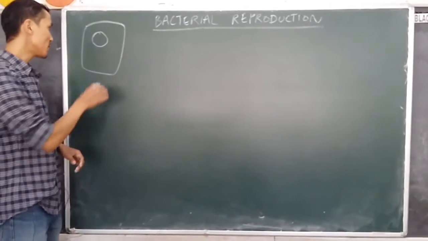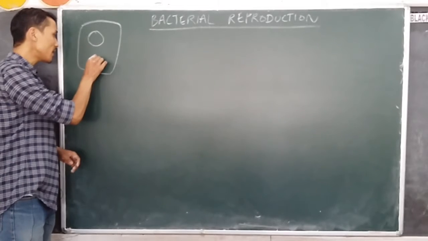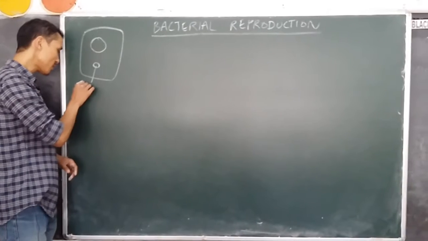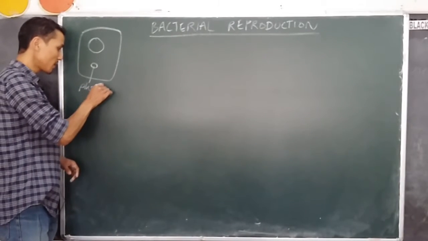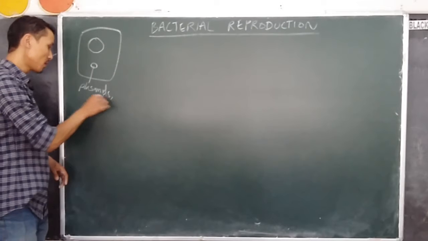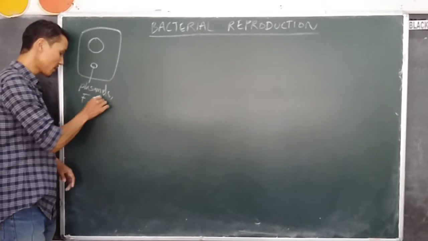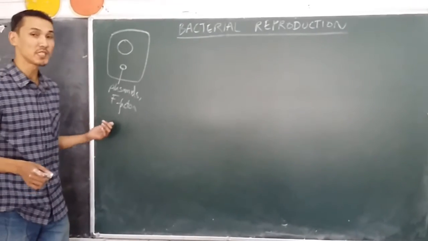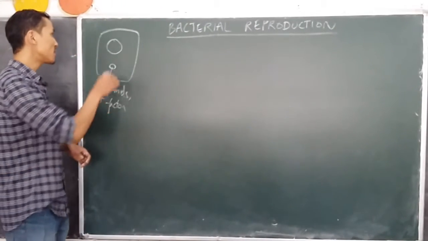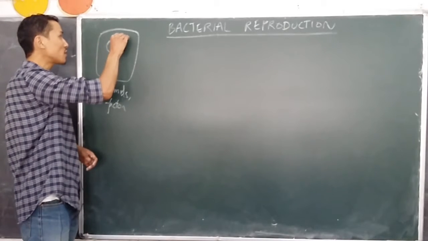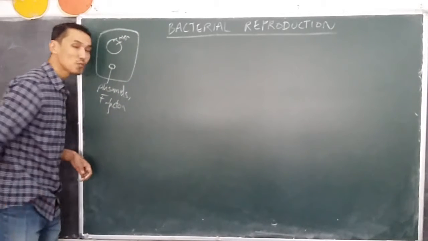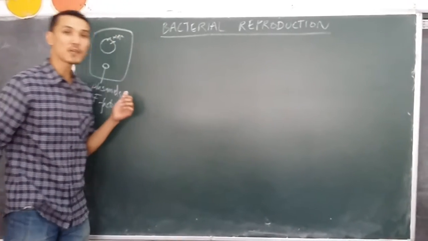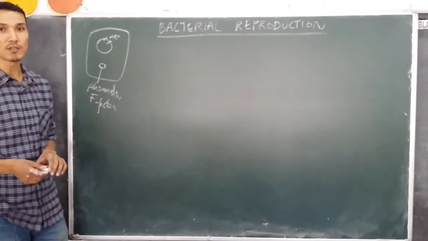Now in some cases you might find extrachromosomal bodies, and these are called plasmids or the F factor. The F factor and plasmids are extra chromosomal genetic material in bacteria, and in some cases, within the bacterial chromosome itself, a small portion of the gene means HFR. HFR stands for high frequency recombination of bacteria.